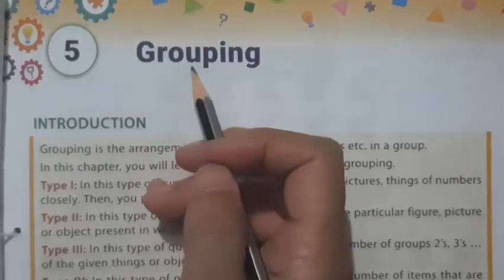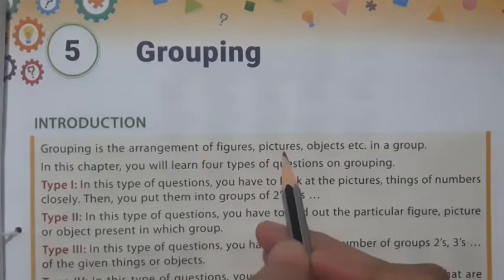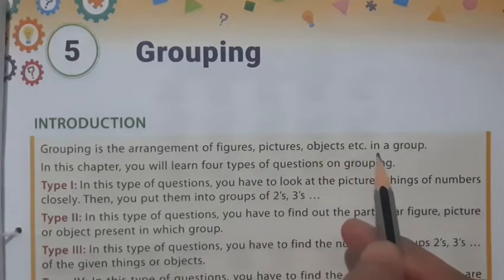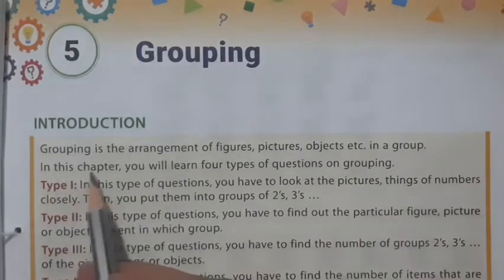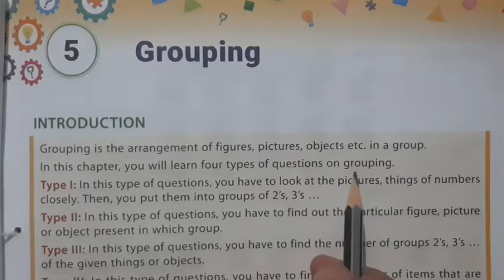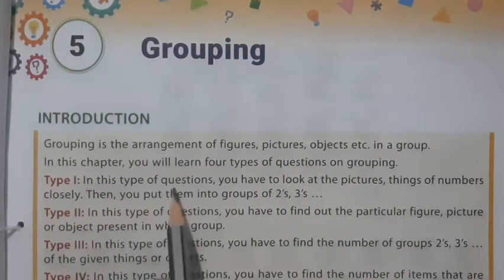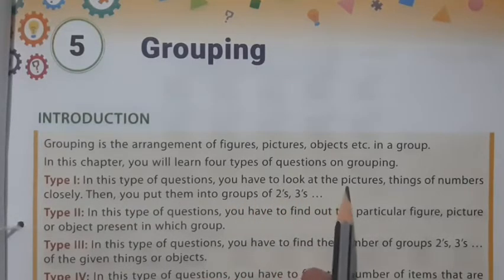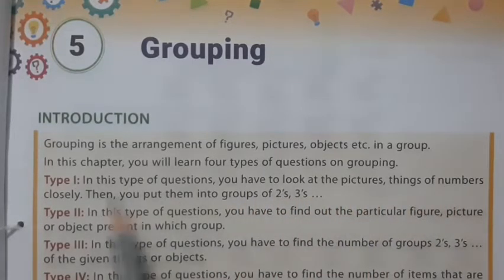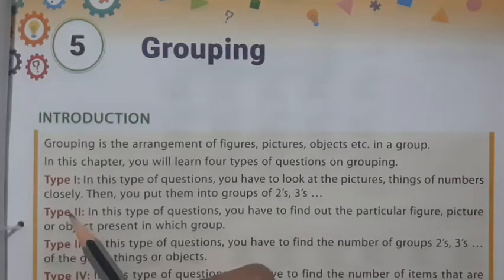Chapter 5 Grouping. Grouping is the arrangement of figures, pictures, objects, etc. in a group. In this chapter you will learn 4 types of questions on grouping. Type 1. In this type of question you have to look at the pictures, things or numbers closely, then you put them into groups of 2 and 3. Okay, we see an example.